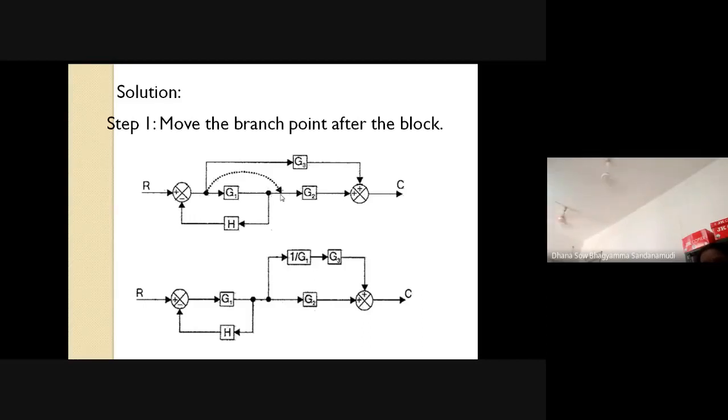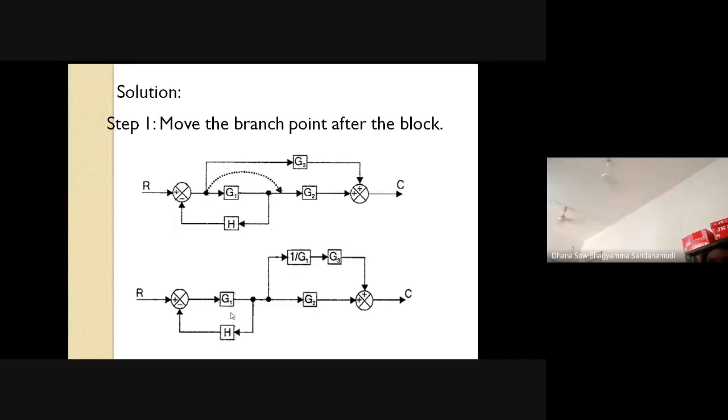So this branch point is moved here. So one more block is introduced here. Now by looking at this, the first thought that comes to my mind is that these two elements are connected in series, so simply I can multiply these values. And one more thought is that since I have moved the branch point here, this becomes a negative feedback loop.